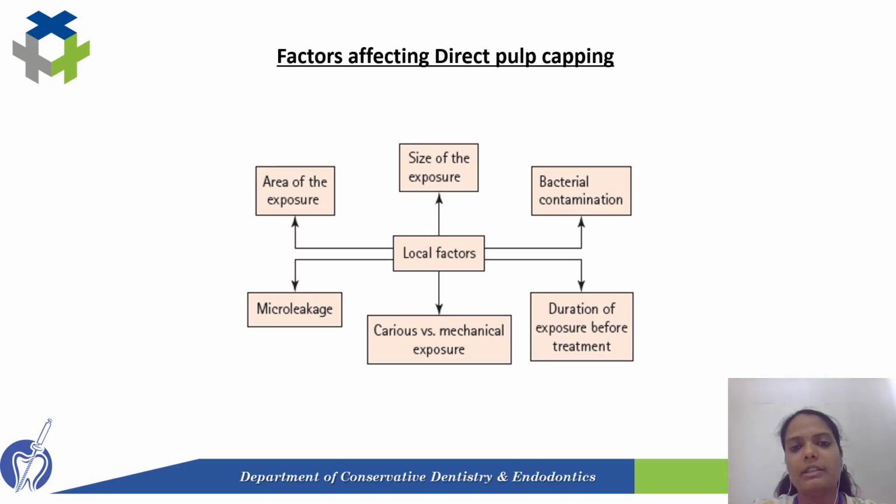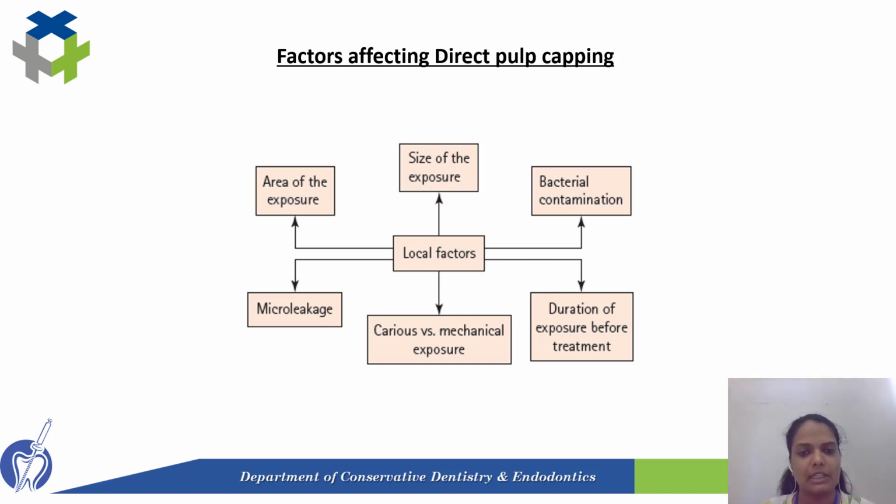Now, what are the factors affecting direct pulp capping? It depends upon the size of the exposure. Like I said, it should be 0.5 mm or a pinpoint exposure. Bacterial contamination. Bacterial contamination increases as the time from exposure increases. If the pulp has been exposed for a very long time, then bacterial contamination is bound to happen. Duration of exposure before treatment. So exactly like I said, the more the duration, the more the bacterial contamination.